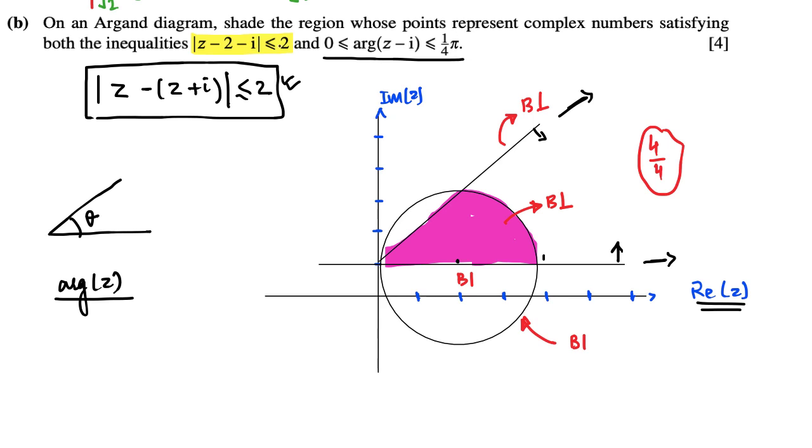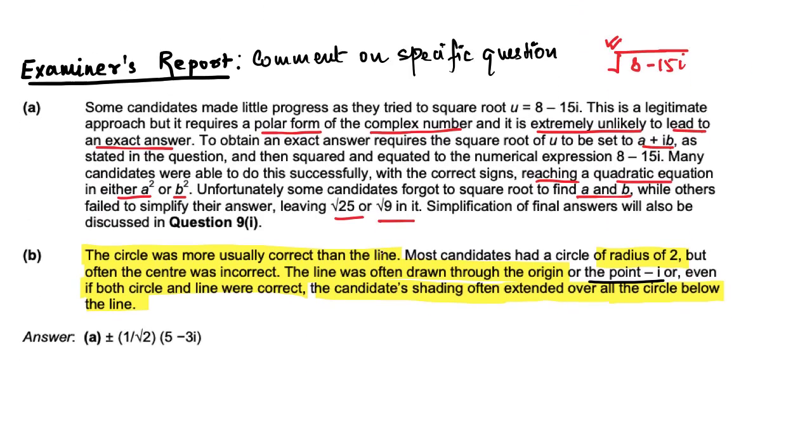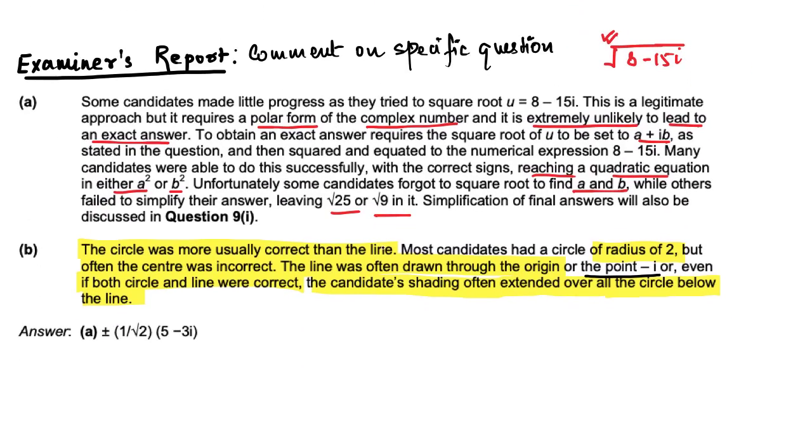And for the circle, the modulus is less than or equal to 2, meaning 2 is the maximum, so all the inside values are included. So only this portion we are supposed to shade. Okay, I hope you are clear with this idea and with the examiner report. So I hope you won't be making this kind of mistake in your upcoming exam.